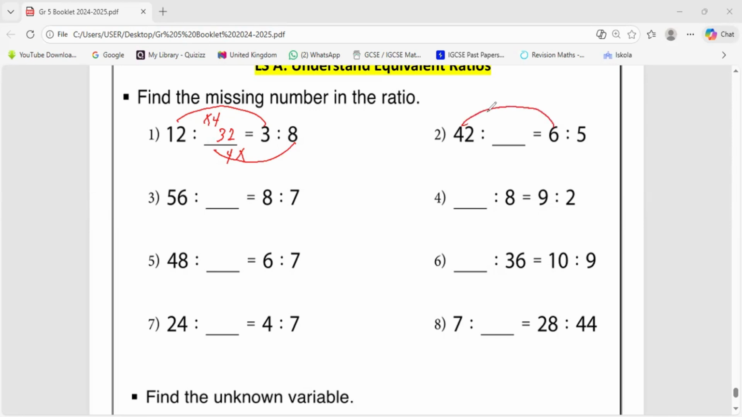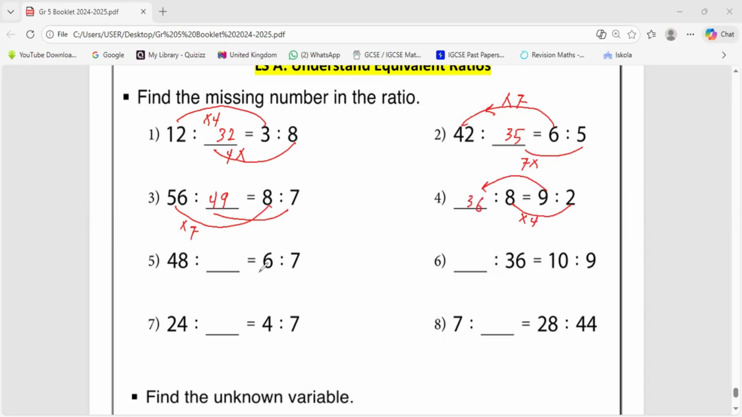6 becomes 42, you multiply by 7, and you have to multiply 5 by 7, we get 35, and so on. Here is the ratio. Let's compare two quantities. 8 becomes 56, so multiply by 7, you have to multiply 7 by 7, you get 49. 2 multiplied by 4 is 8, and 9 multiplied also by 4 is 36.